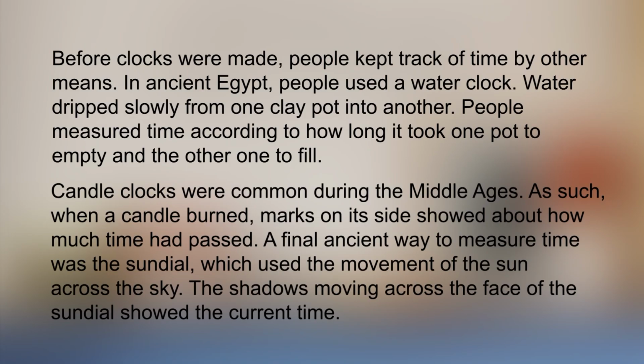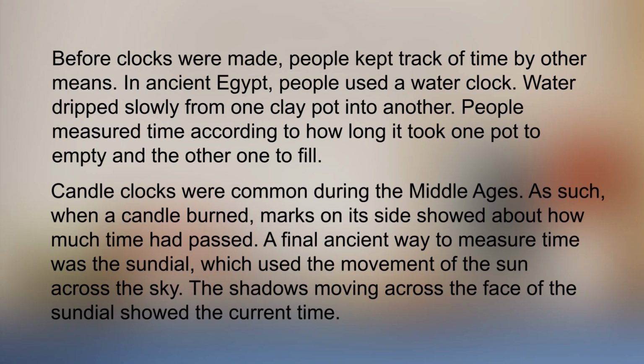Before clocks were made, people kept track of time by other means. In ancient Egypt, people used a water clock. Water dripped slowly from one clay pot into another. People measured time according to how long it took one pot to empty and the other one to fill. Candle clocks were common during the Middle Ages. As such, when a candle burned, marks on its side showed about how much time had passed. A final ancient way to measure time was the sundial, which used the movement of the sun across the sky. The shadows moving across the face of the sundial showed the current time.